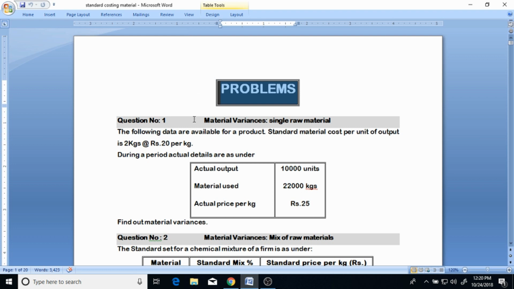And the second thing is data picking, which means all the numbers will be available in the question. You see here you have 2 kgs, 20, 10,000 units, 22,000 kgs, 25 rupees. All the numbers will be available right in front of your eyes in the question. But when you put the formula and you want a requisite number, it becomes really confusing to pick up the requisite number from the question which is right in front of your eyes. That is the biggest challenge you'll find in standard costing, which you need to practice.